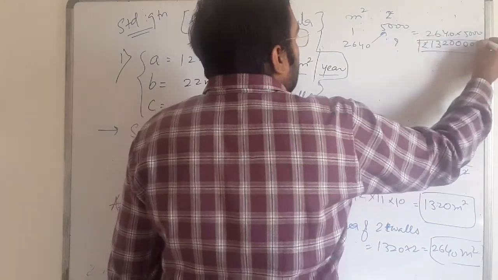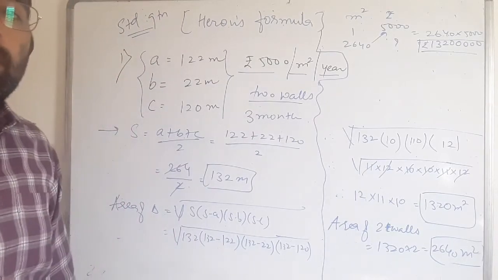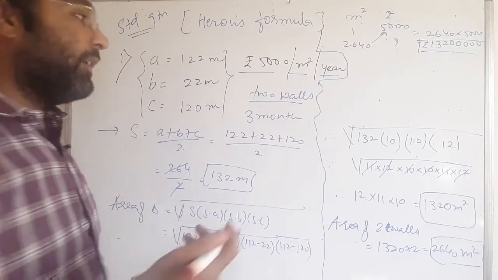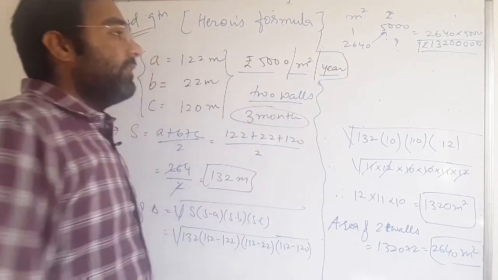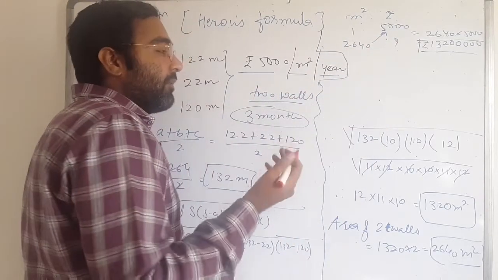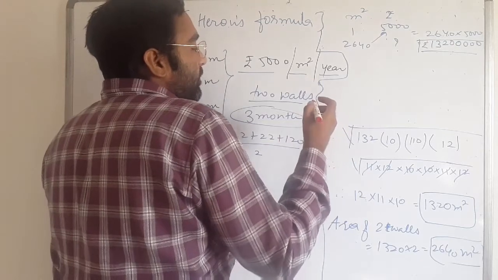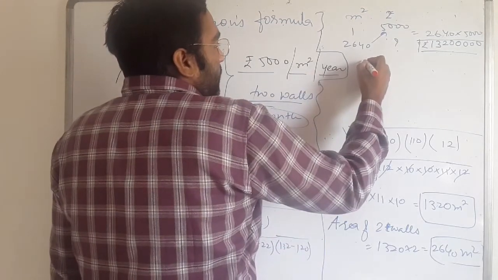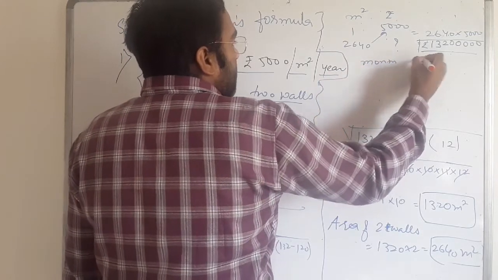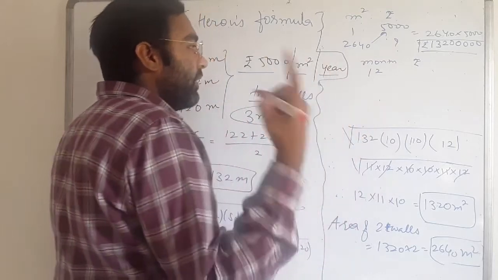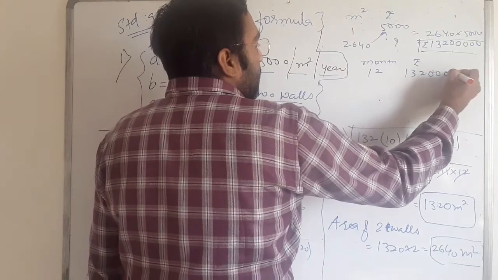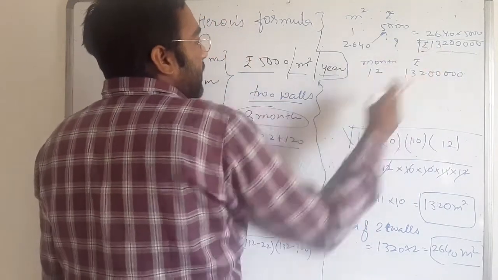Okay, these rupees are earned for 1 year, because they said it is per year. Now we have to convert it for 3 months, because it is required for only 3 months. This is the cost for the 1 year. Now we have to convert it into months. So for 12 months, that is for 1 year, the cost is 132 and 5 zeros. That we have to find.